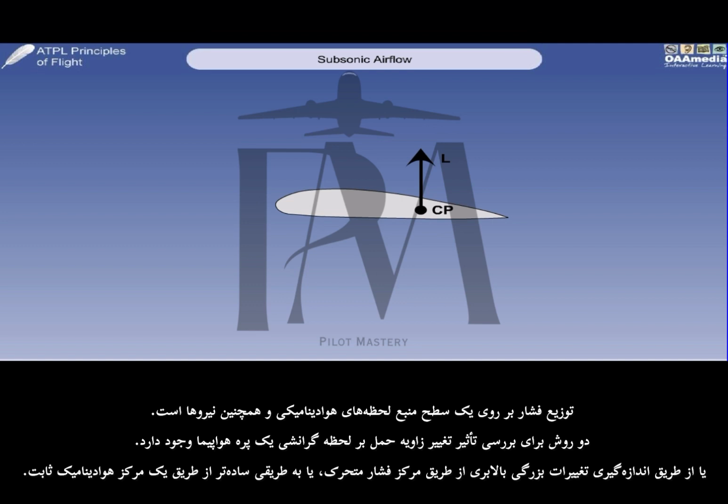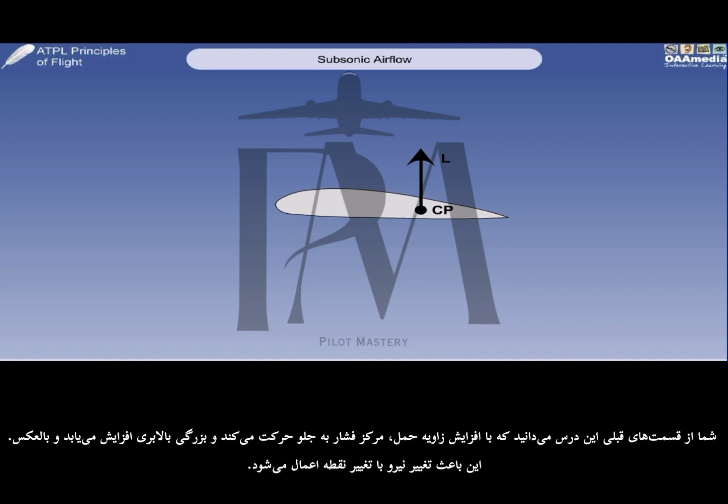There are two ways of considering the effects of a changing angle of attack on the pitching moment of an aerofoil. Either by measuring the changes in magnitude of lift through a moving centre of pressure, or more simply, through a fixed aerodynamic centre. You know from the previous parts of this lesson that as the angle of attack increases, the CP moves forward and the magnitude of lift increases, and vice versa. This results in a changing force with a changing point of application.